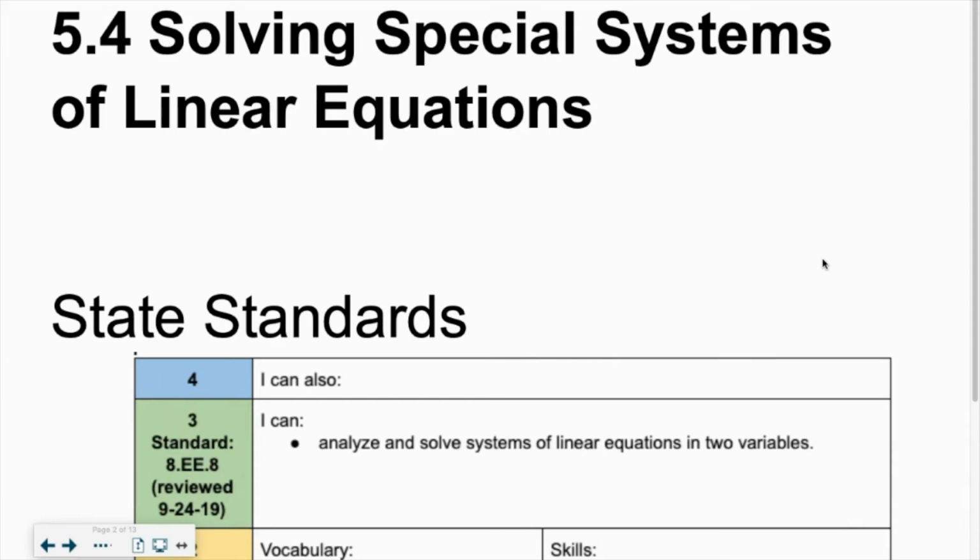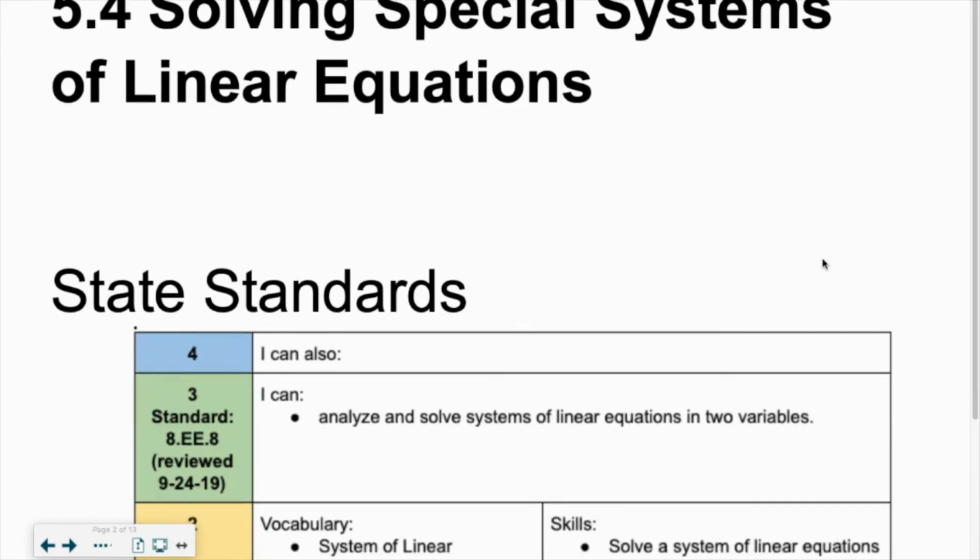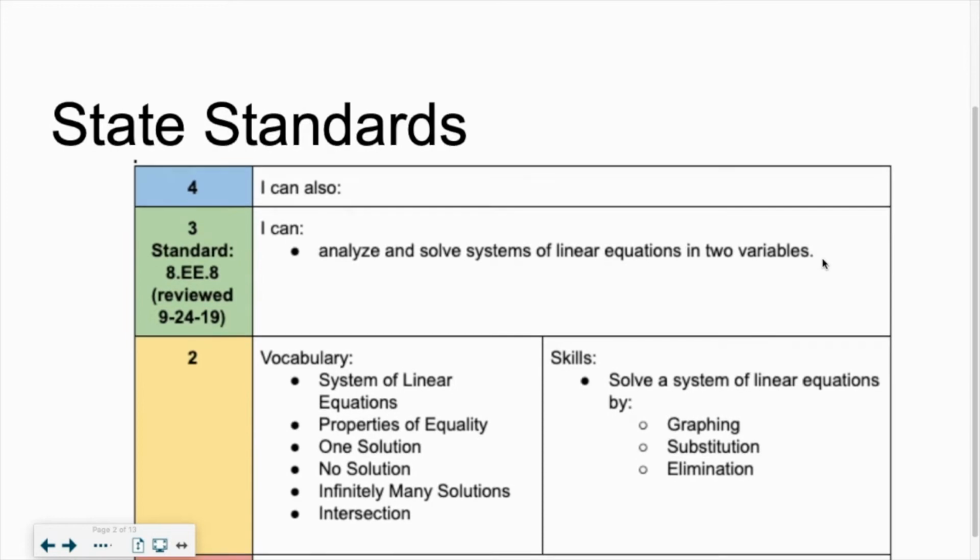5.4, solving special systems of linear equations. Standard 8EE8. We can see over here with the skills, you can put a big check mark. We've already solved systems by graphing. We solved them by substitution. We've solved them by elimination, where we've found out that we've had one solution, that point of intersection.